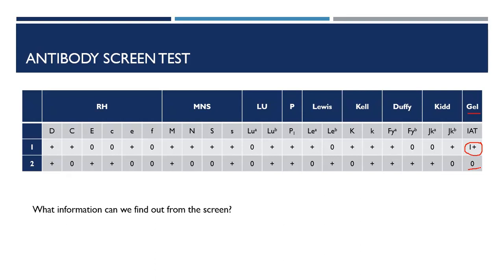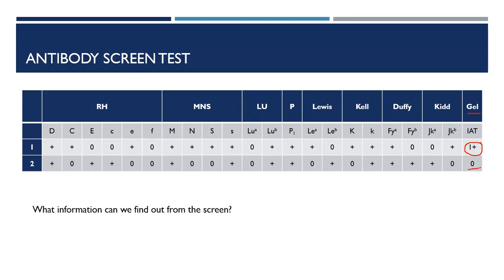So even though we haven't done an autocontrol and we also don't have a DAT at this point, the likelihood of this patient's cells being coated with some kind of globulin is again low in this case. So things that we can look at and we can discern from this antibody screen are that we do have an unexpected antibody.